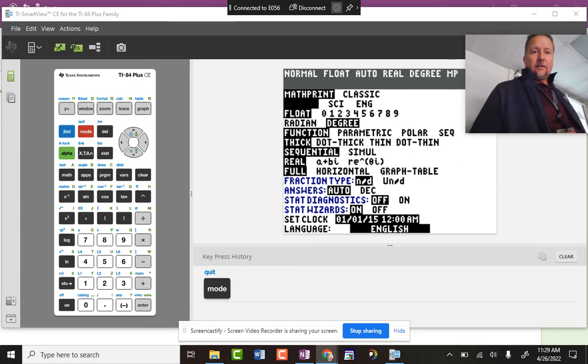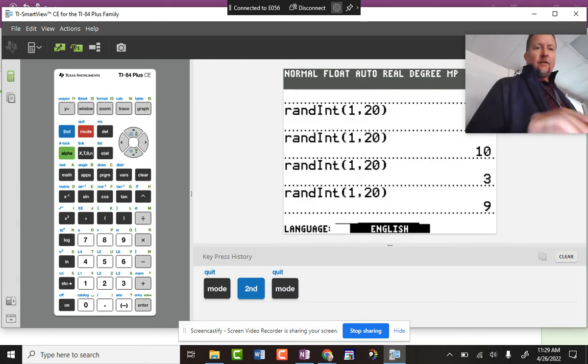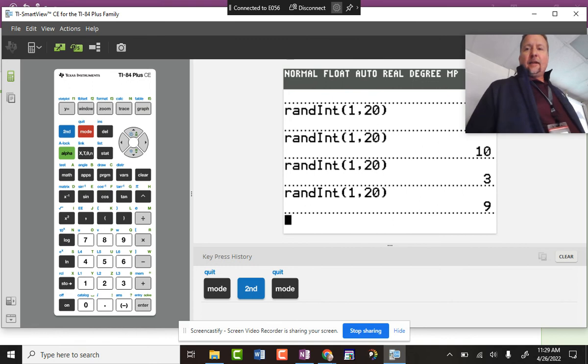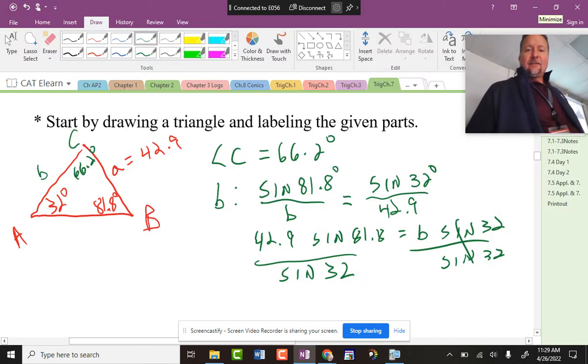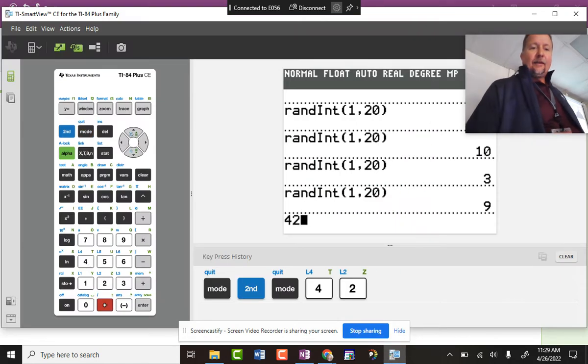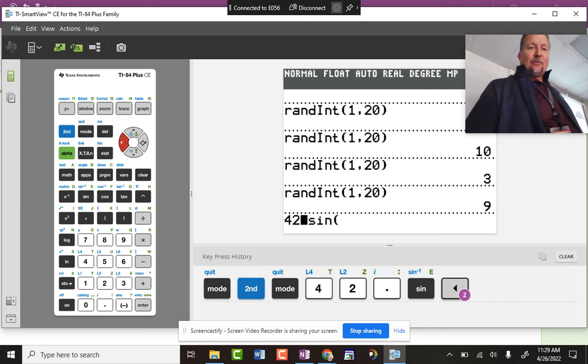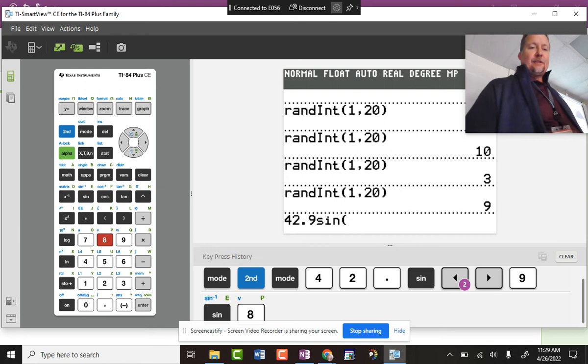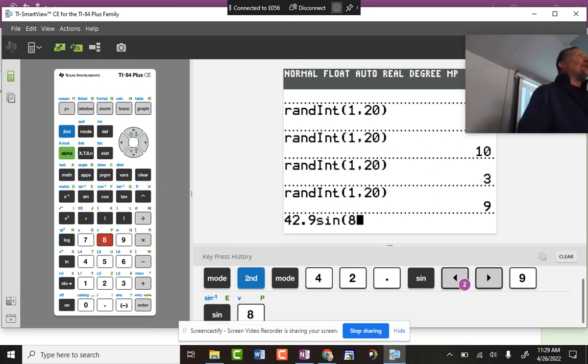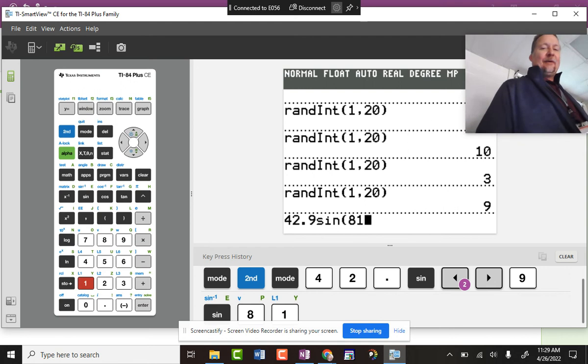Oop, I almost deleted that. So where am I going? Second, quit. Okay. So 42.9. This is always so annoying to do, this with 42.9 sine 81.8. I shouldn't have to type the sine. Oh, and I missed the button. This is going so great. What was the angle measure? 81 point 8. And then I just press enter.